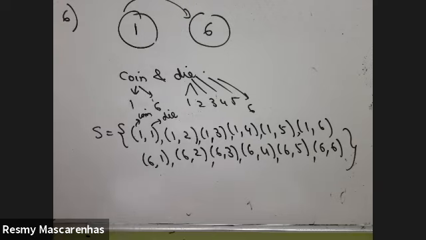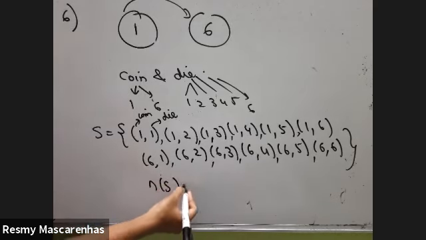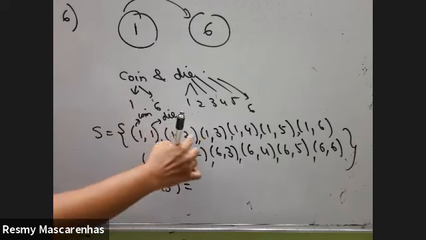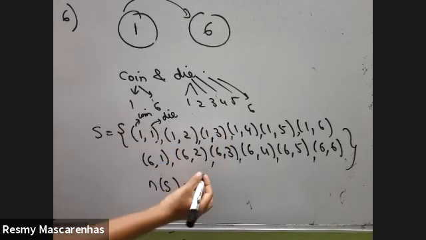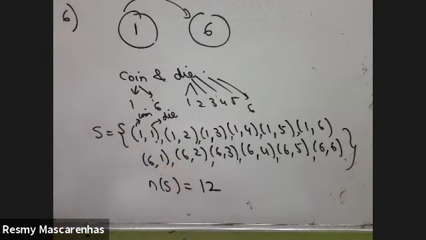So how many elements are there? We have to find a probability, no? N of S will be 12 elements. Count this: 1, 2, 3. This whole thing is one element. So there are 12 elements.